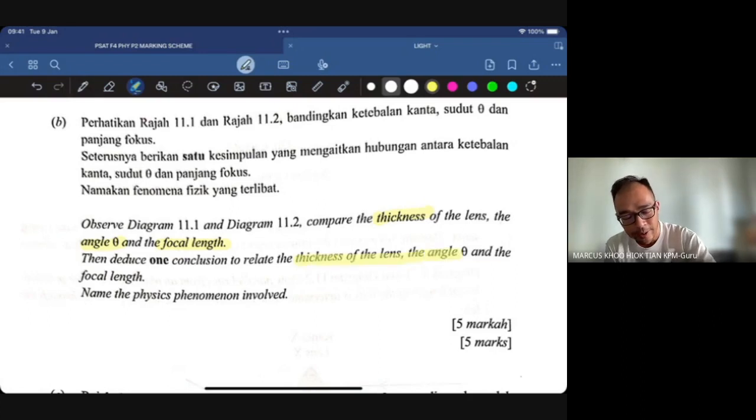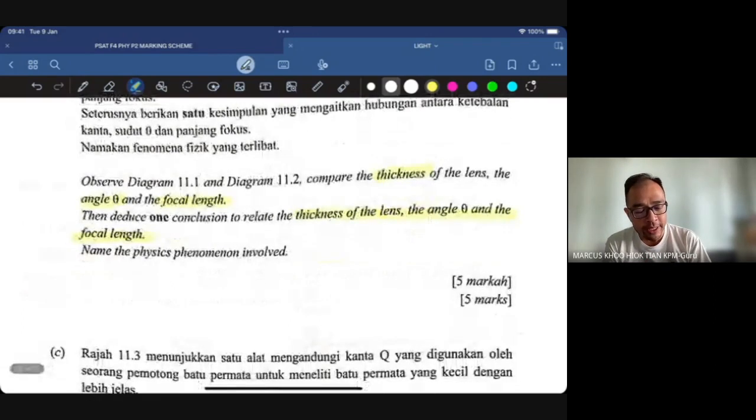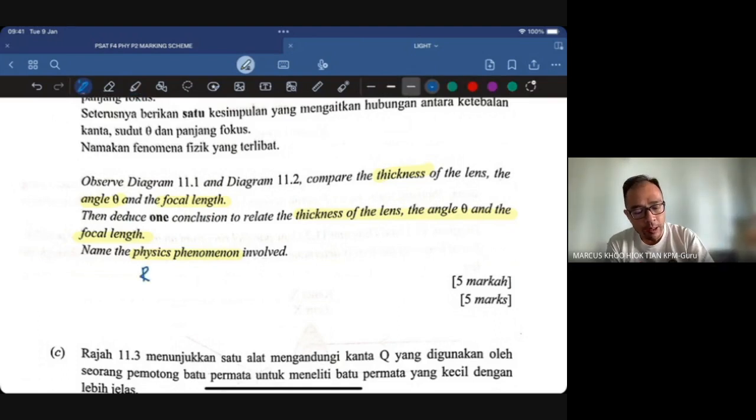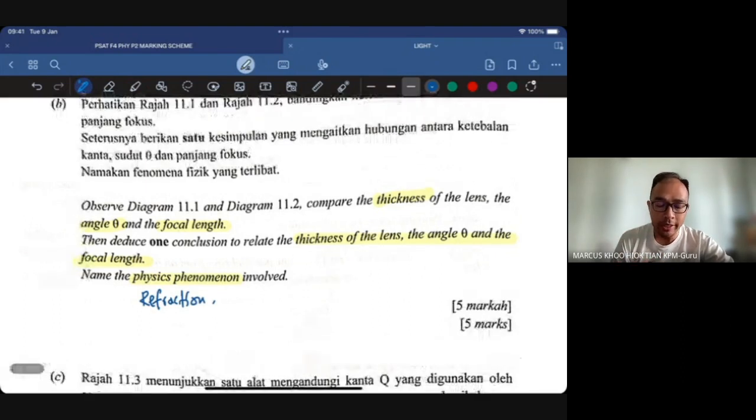Oh wow, I like this question. Never mind. And then name the physics phenomenon involved. So 5 marks over here: 3 things to compare, 1 relationship, and 1 to name the physics phenomenon. Let's talk about the phenomenon first. The phenomenon is the easiest. A lens is always refraction. A mirror is reflection. A lens is refraction.